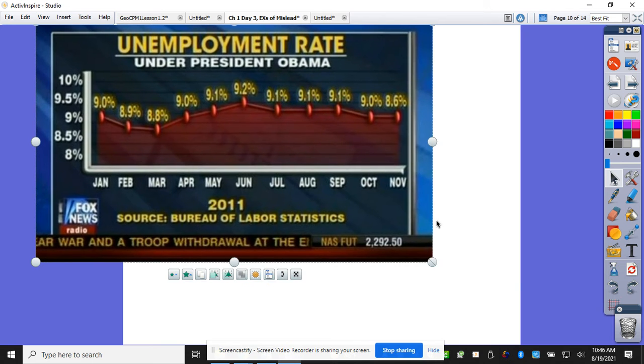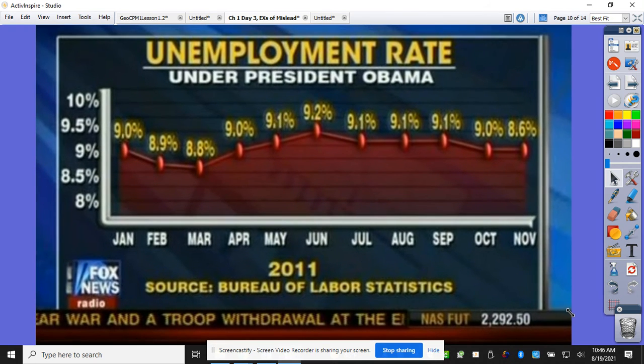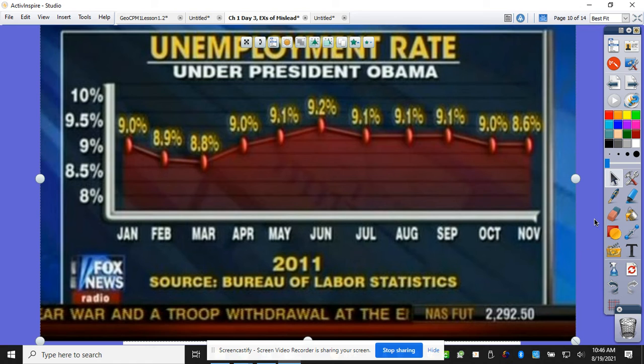Unemployment rate. What are issues here? It doesn't go all the way to December. Doesn't go all the way to what? December. Okay, what else? Doesn't start at 0. Doesn't start at 0. What else?